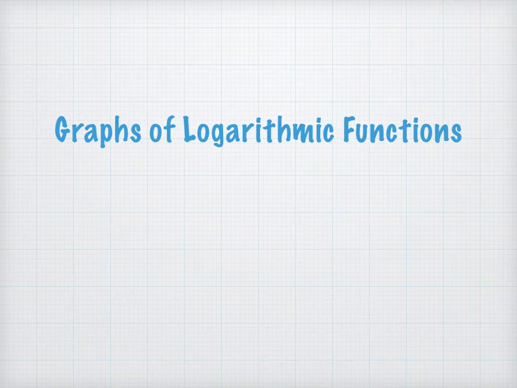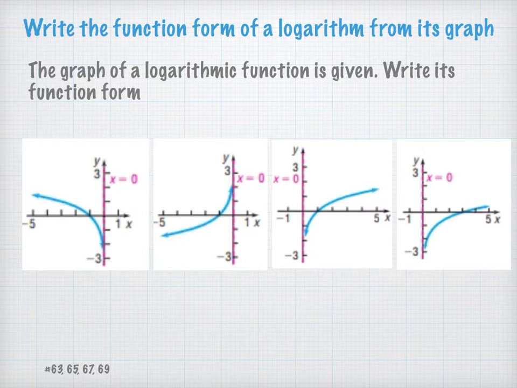Graphs of logarithmic functions. The first example will give you the graphs of 4 logarithmic functions, and we want to find the function form for each graph. If you look at these graphs, the one that is 3 from the left goes through the point (3, 1). This is the basic logarithm graph. So this one is y equals log base 3 of x.